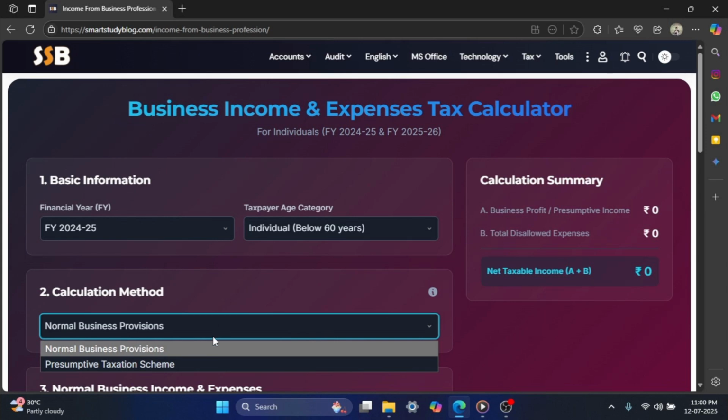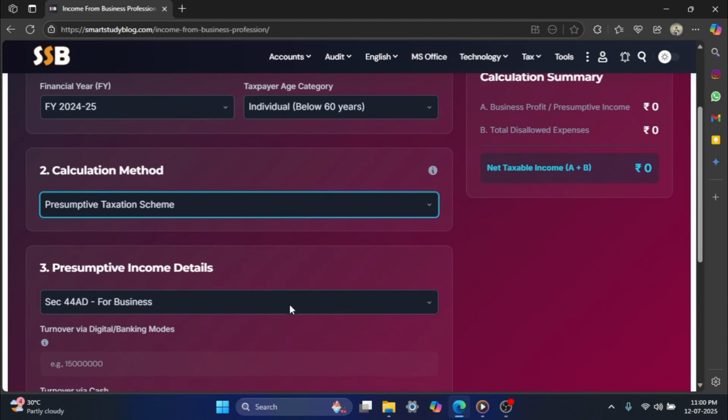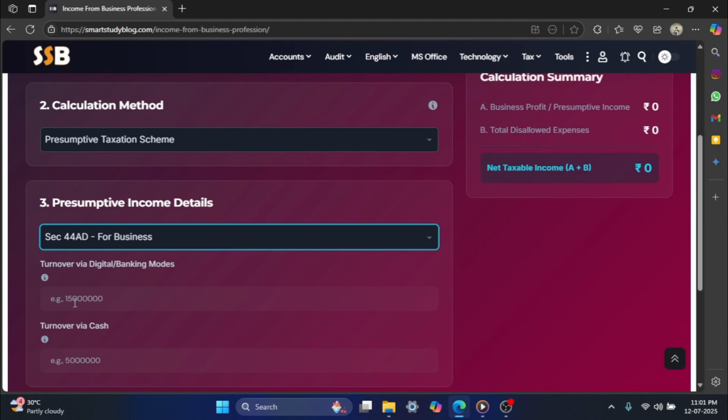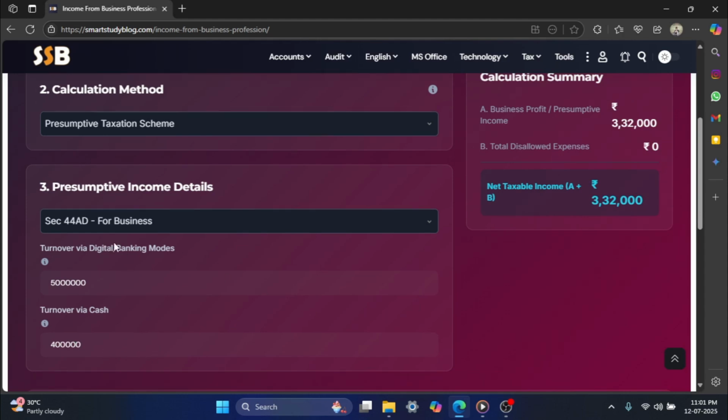Okay, so let's dig into that presumptive scheme a bit more. Here's where it gets really interesting, I think. How does it actually work for different people? What are those percentages you mentioned? Good question. It varies. So for businesses, mainly under Section 44AD, think smaller businesses, your income is presumed at 6% of your turnover if you receive payments digitally or through banks. Only 6%? Yes, for digital. But if you receive it in cash, that presumed income jumps to 8%. So you can see how optimizing your payment methods directly impacts your presumed income and potentially your tax. Right, that's a clear incentive for digital payments.